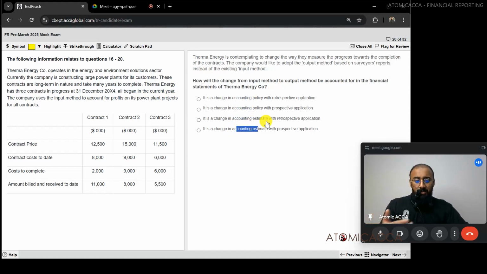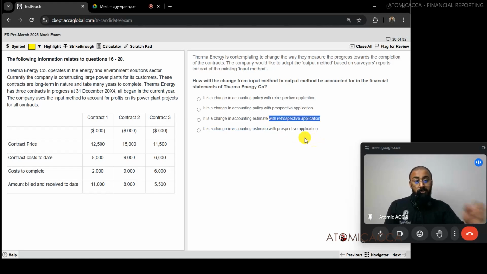Now, this completion percentage is always an estimate, be it on the input method or output method. This is all estimates only. So first thing, it's clear, changing from input to output method is not an accounting policy change, it is an accounting estimate change, because you're estimating how much progress percentage is completed. So options 1 and 2 are out. Next, we have learned as per IAS 8, whenever an accounting estimate changes, you have to treat it prospectively. Future only you have to change. So it is a prospective application and not retrospective application.